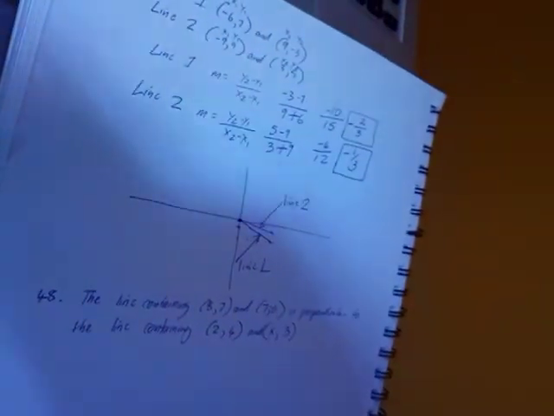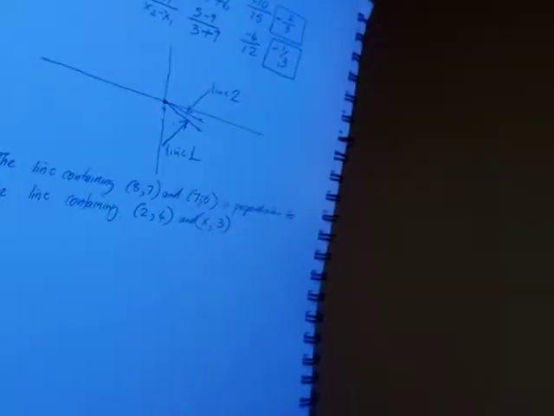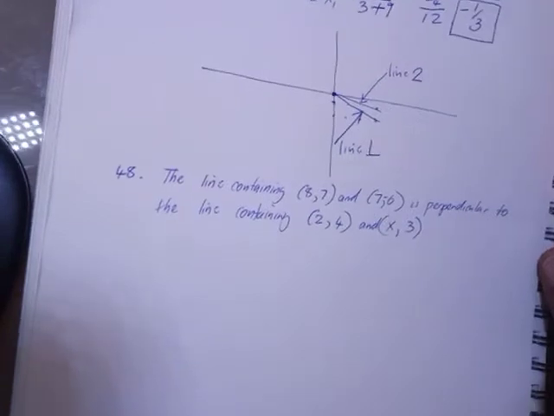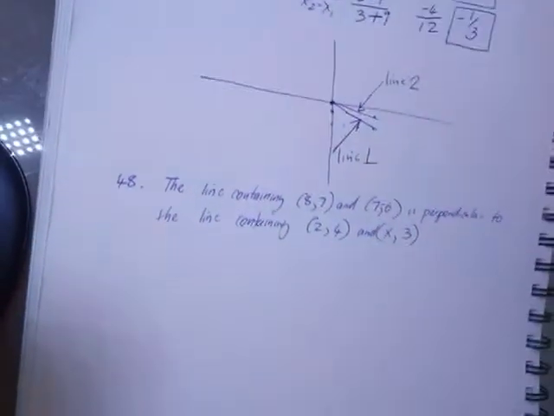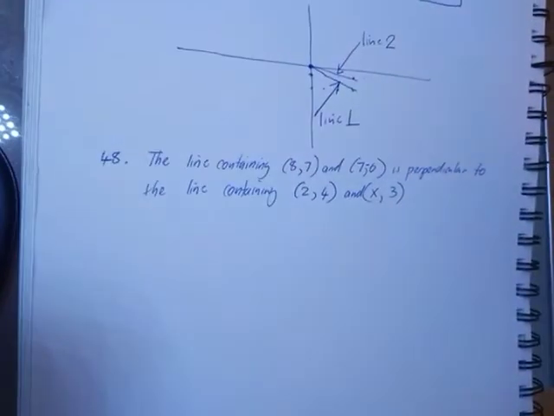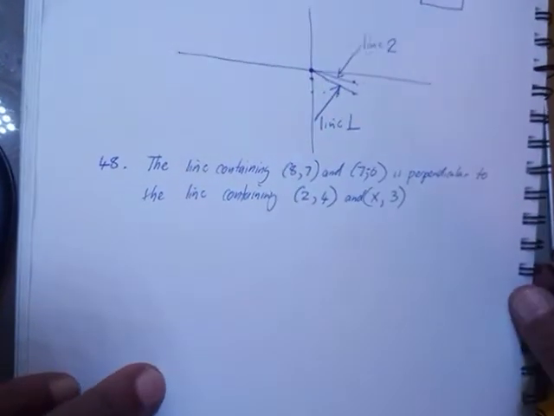In these problems, you're solving for a missing variable, based on a relationship between the two lines. It could be perpendicularity or it could be parallelism. In this case, we're dealing with perpendicular lines.